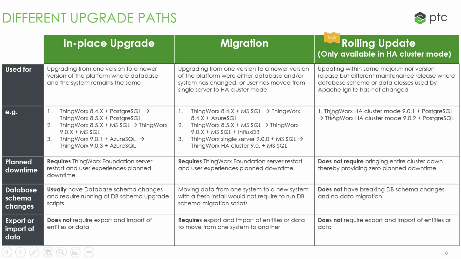For instance, if you have set up your ThingWorx in HA cluster mode with version 9.0.1 and the database is PostgreSQL, and you are moving to ThingWorx HA cluster mode 9.0.2 with the database as PostgreSQL, you are performing a rolling update. As a rolling update does not require bringing the entire cluster down, it provides you an ability to perform an entire cluster upgrade with zero planned downtime. It does not have breaking DB schema changes and no data migration is needed. It does not require export and import of entities or data.